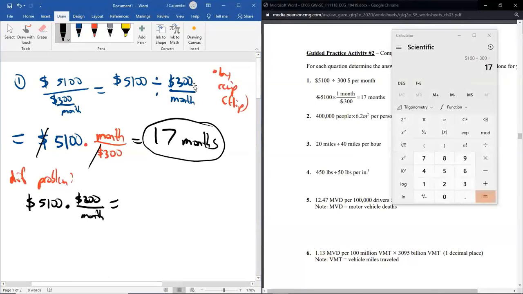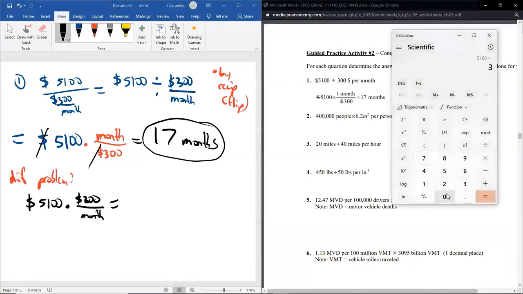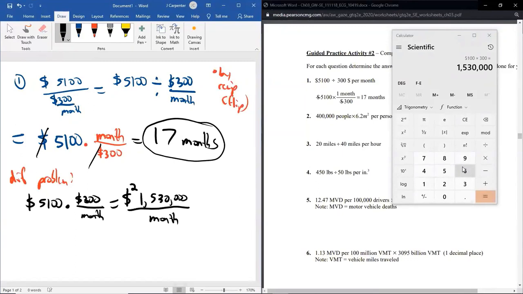Okay, well, the 5,100 times the 300, that's just math. 5,100 times 300, which would give us a big number, 1.53 million. The dollars are not top and bottom, they're both in the top, so they stack, so it's dollars squared. The month is in the bottom. What in the heck is this? This makes no sense. What is a dollar squared per month?